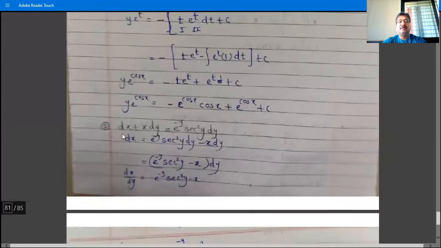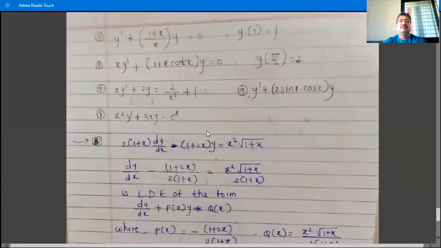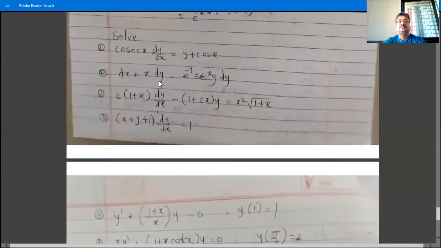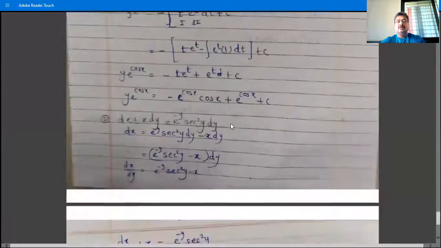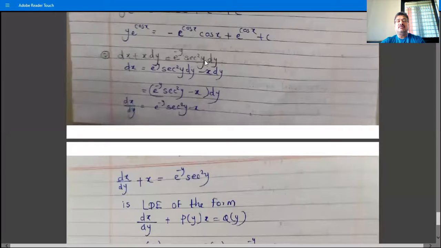Observe this example number 2: dx plus x dy is equal to e raised to minus y sec square y dy. So we have to first identify that this is a linear differential equation. That is a very critical job. We have to first identify that it is a linear differential equation, and then reduce it to the standard form of a linear differential equation.